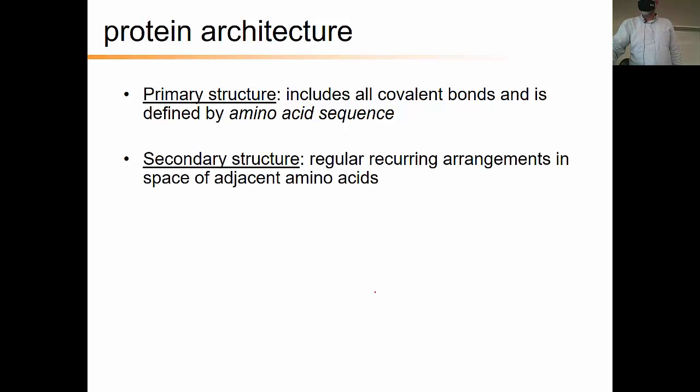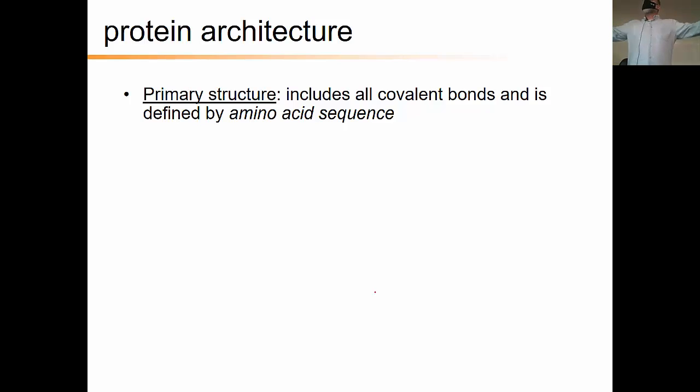Sorry, can you repeat that? It's linear. So the sequence of the DNA determines the order of amino acids. Yeah. So the sequence of a gene determines the order of the amino acids.